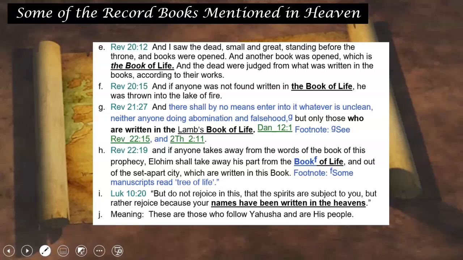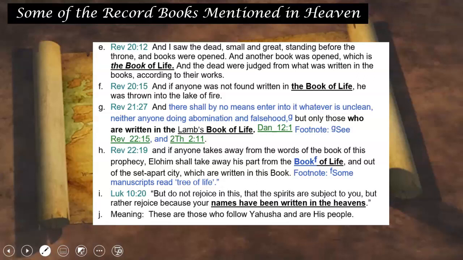In verse 15 of chapter 20, it says, "and if anyone was not found written in the book of life, he was thrown into the lake of fire." Revelation 21:27, "and there shall by no means enter into it whatever is unclean, neither anyone doing abomination and falsehood, but only those who are written in the Lamb's book of life."